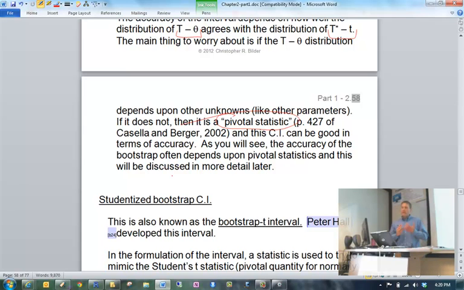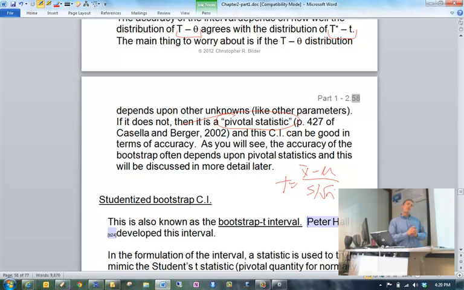So we often want to work with pivotal statistics when we're dealing with the Bootstrap. One of the very first pivotal statistics that you probably ever learned about was the one you used when you constructed a confidence interval for the population mean involving the t distribution.